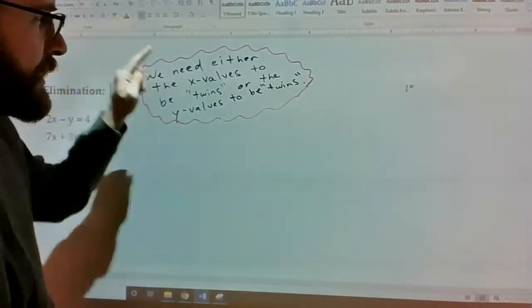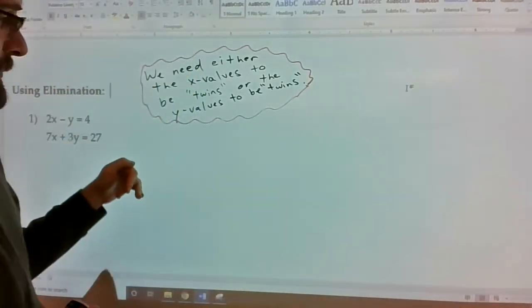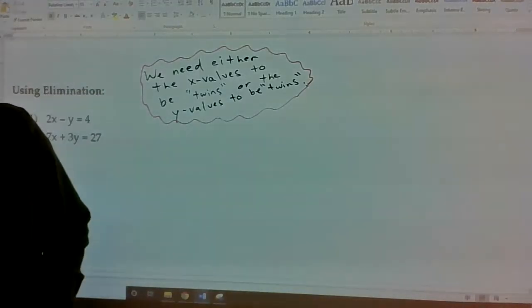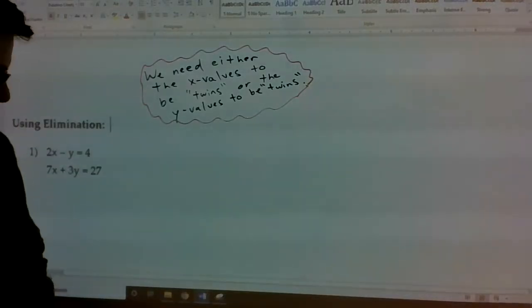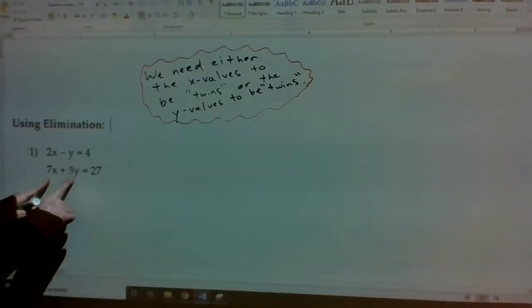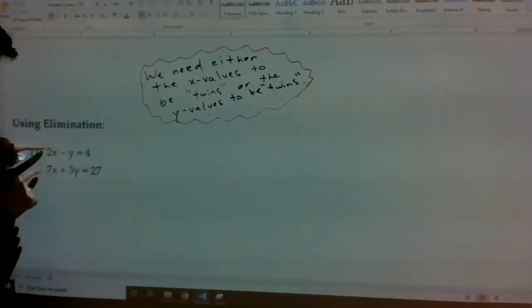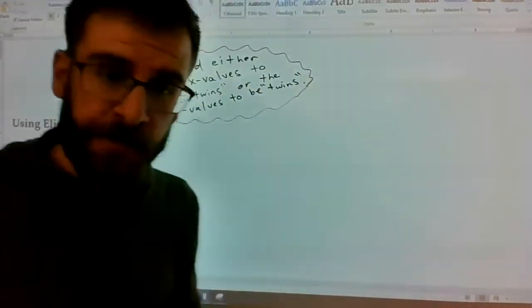We need either the x values to be twins, good twin, bad twin, or we need the y values to be twins. So when I look at this system right off the bat, I'm thinking to myself, which of these variables would be easiest to get the number in front of y to be the same or the number in front of x to be the same? In which one is negative and one is positive?